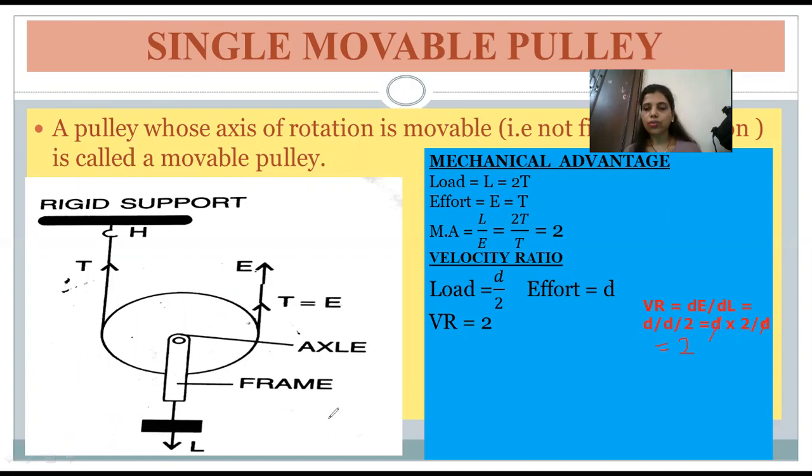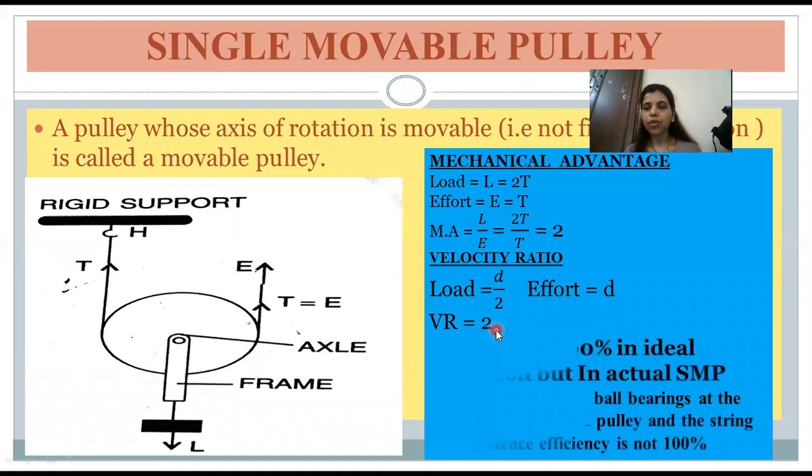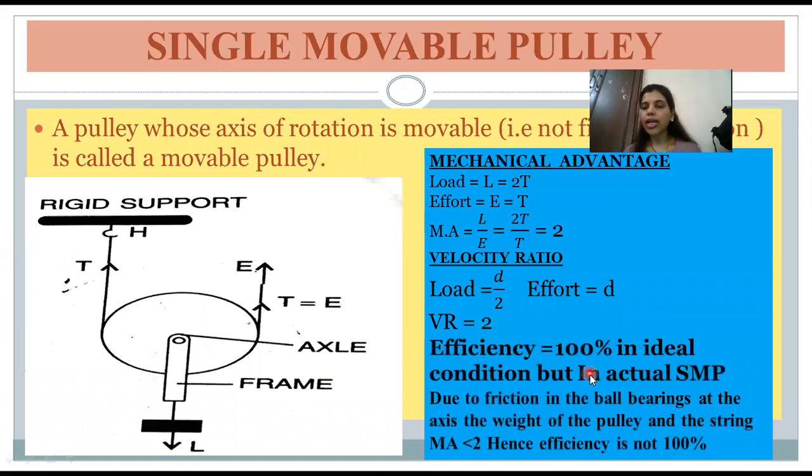So now we go to the next part. In the next part, we have to understand about efficiency. Efficiency is MA upon VR. Efficiency is equal to 100% in the ideal condition, but in the case of an actual SMP, single movable pulley, it is less.